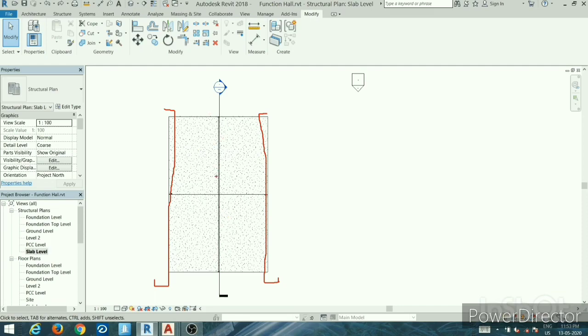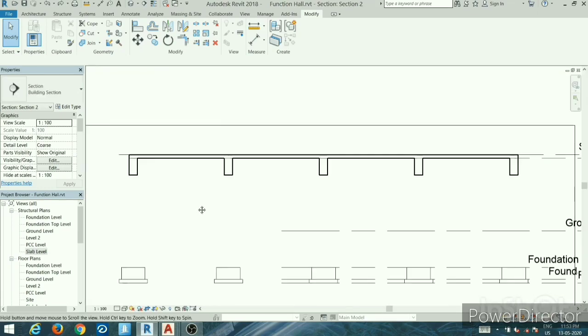Whereas at mid you should go for the T section and L section, but where to adopt T section and where to adopt L section, that we should understand. So I have taken the section at mid of your frame, and now I will activate it. So you can see here.